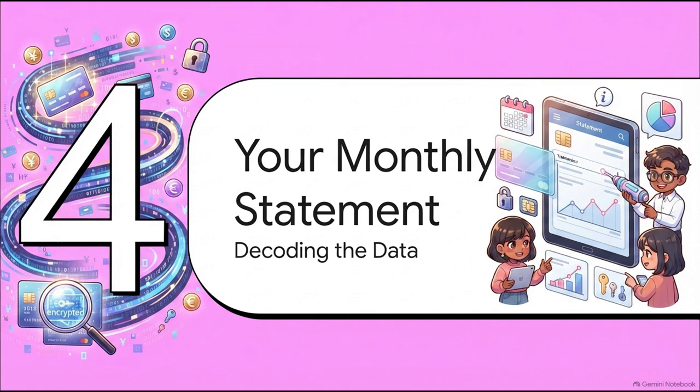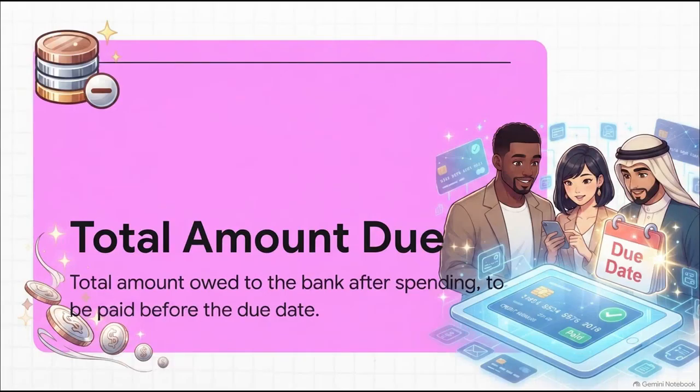Decoding the data. We're going to break down the most critical definitions, starting with the big one, total amount due. This is the grand total of everything you owe the bank after all your spending, minus any payments you've already made during that cycle. This specific amount has to be paid back before your due date. Knowing exactly where to find this number on your digital statement is absolutely priority number one if you want to avoid late fees and keep that credit score shining.